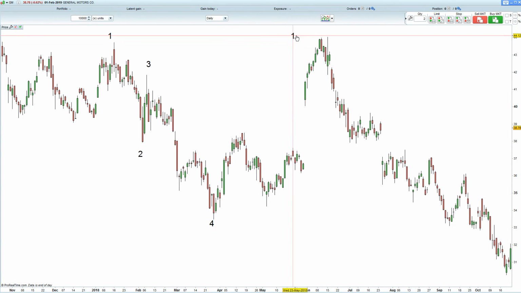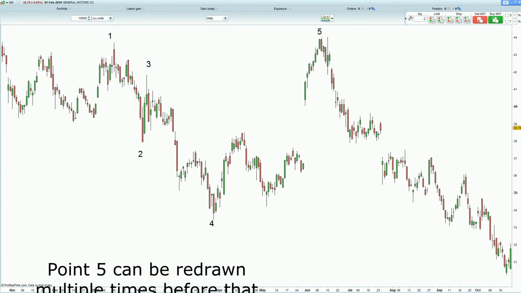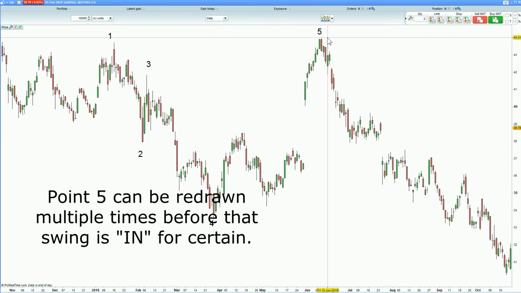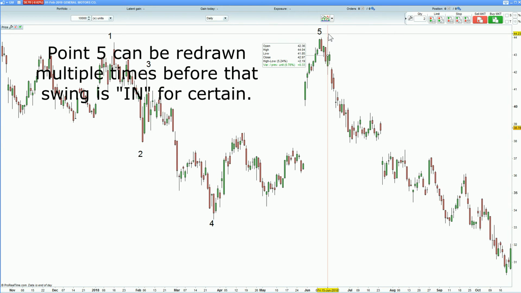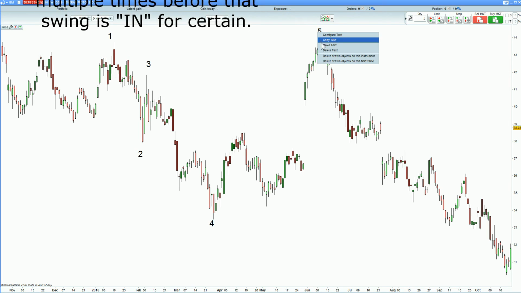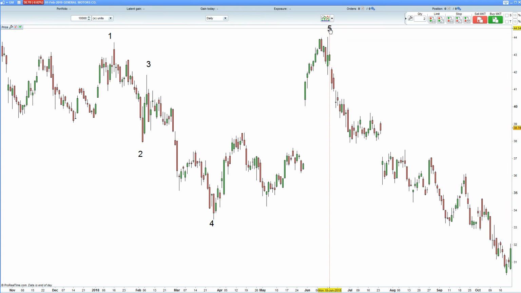That doesn't mean it's going to stay point 5, because right here we did peak out just a little bit higher in a couple of days. If that becomes the case, I just move the point. So we have point 1, 2, 3, 4, and 5.